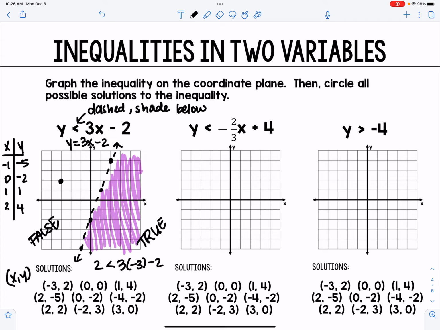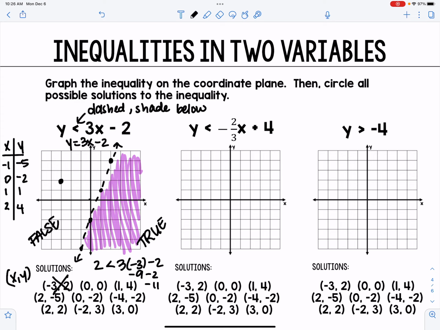Yeah, so 3 times -3 is negative 9, minus 2 is negative 11. And it's saying that 2 is less than negative 11. Well, that's false. So that means we did ours correctly. We should have gotten a false statement, and we did. All right, so that means that is perfectly right, and negative 3, 2 is not part of our solution. So we know we shaded it correctly.